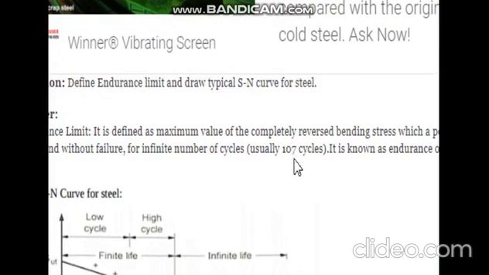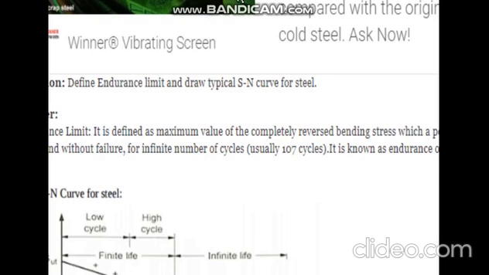You see, 10 to the power 2 means 100. 10 to the power 3 means 1000. 10 to the power 4 means 10,000. 10 to the power 5 means 1 lakh. 10 to the power 6 means 10 lakhs. 10 to the power 7 means 1 crore. 1 crore cycles. Okay, I think if the train starts from Kanyakumari to Kashmir and Kashmir to Kanyakumari and again Kanyakumari to Kashmir, this will be 3 sides it goes. I think it will cross 10 to the power 7 cycles, 1 crore. Okay. Anyway, this is the definition of endurance limit.